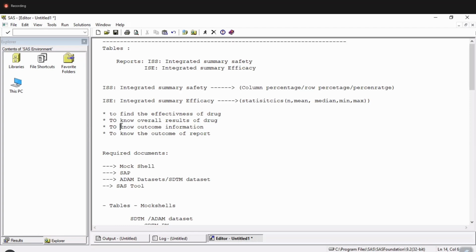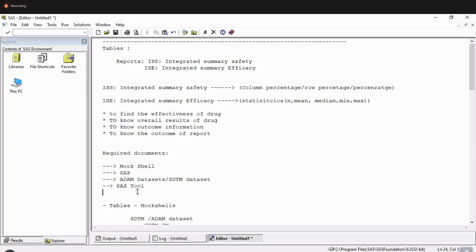Okay, so to generate the tables, again, what do you require? Mainly you require the mock shells. First, they'll give the mock shell for what tables you need to generate. Last class we saw how they gave the mock shell for listings, very similar way, but here the mock shells are different. If they give an SAP document, the SAP document will contain how to derive any variables and the meaning of any variable or label. And obviously your input datasets are SDTM or ADaM datasets, and the SAS tool is required.